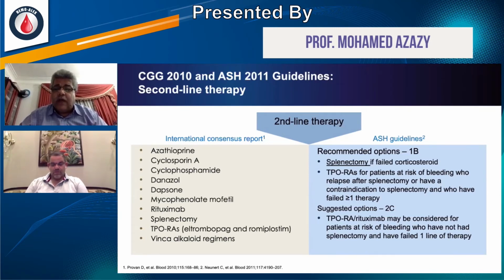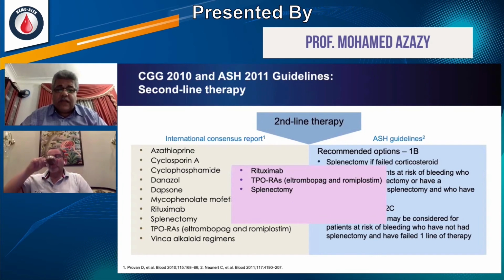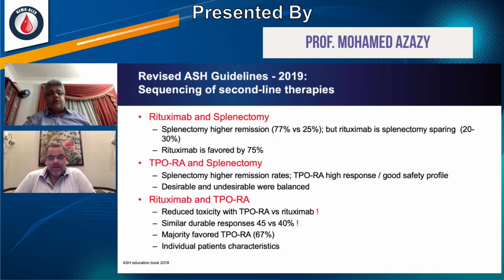The second line treatment compared to the ASH guideline recommended option 1B, splenectomy, if the patient failed to respond to steroid after a period of 3 to 6 months, TPO agonist for patients at risk of bleeding who relapsed after splenectomy, while other suggested options include the combination of different kinds of TPO. Rituximab may be considered with or without TPO if the patient failed the first line or splenectomy.